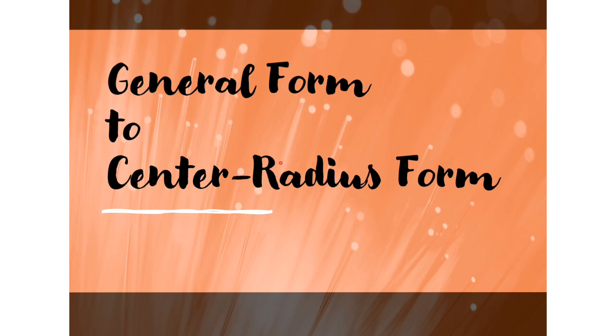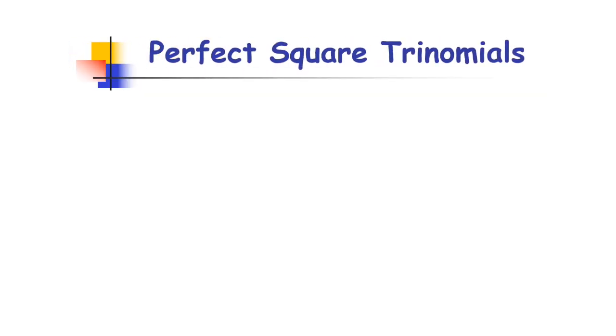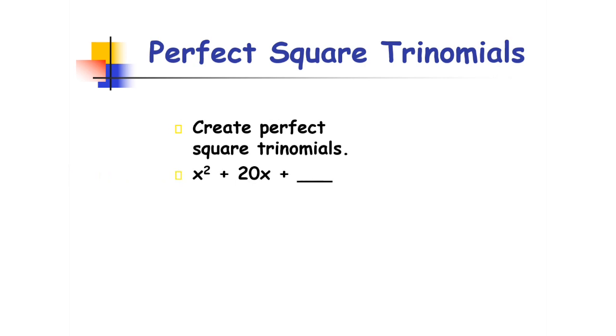So for general form to center-radius form, all you have to do is be reminded of perfect square trinomials. For example, you have x squared plus 20x plus blank. How do we fill this up? All you have to do is look at your middle term. It's 20. Divide by 2. The answer is 10. Raise it to 2. The answer is 100. So that's a technique there, because this is based off of the one that we did earlier, the opposite way around. And how about this one? It's negative 4. Divided by 2, that's negative 2.